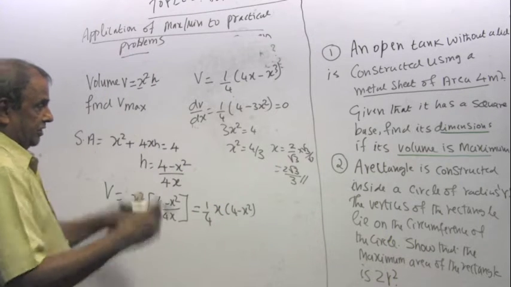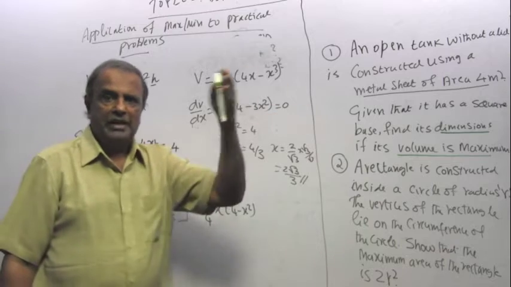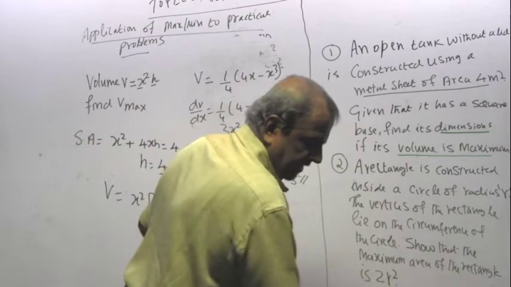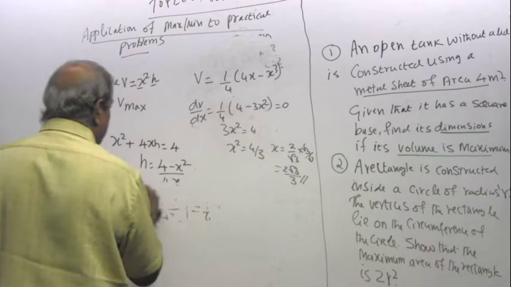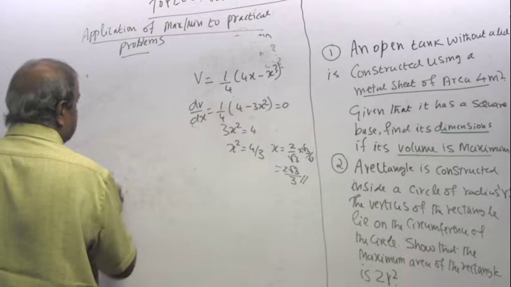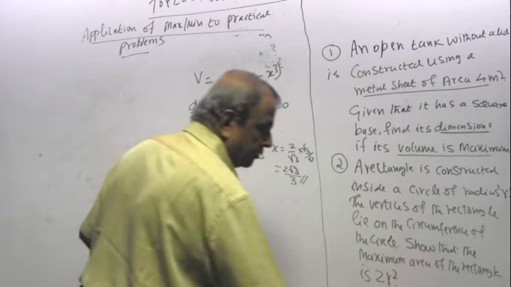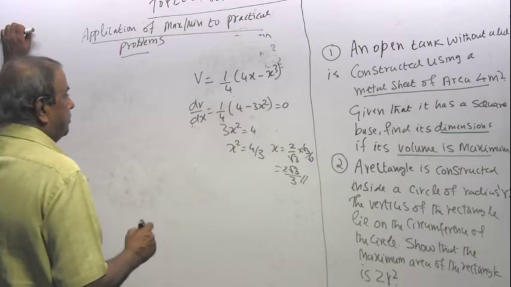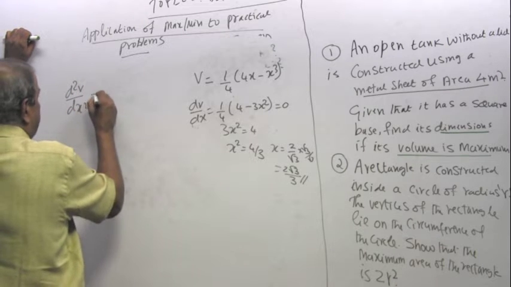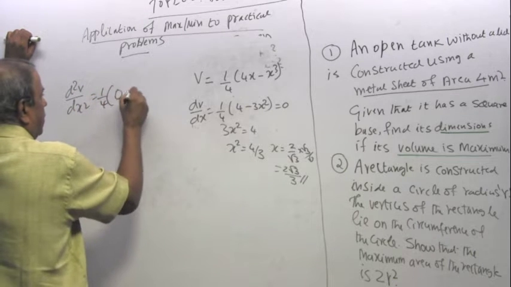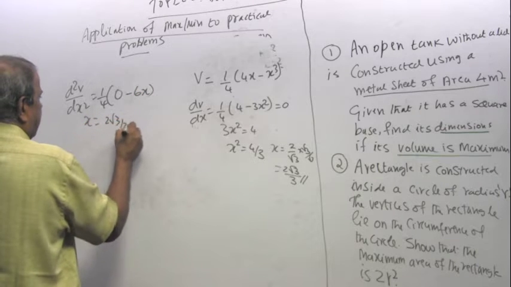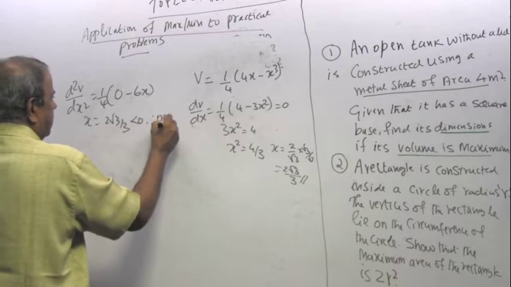I found what is x. Find dy by dx, equate dy by dx to 0, find the value of x. But it says maximum, so I need to show it is maximum. Remember I told you, even if the question says maximum, it is your responsibility to show it is maximum. So what is d squared v by dx squared? Is quarter times 0 minus 6x. At x equal to 2 root 3 over 3, it is negative, therefore maximum.